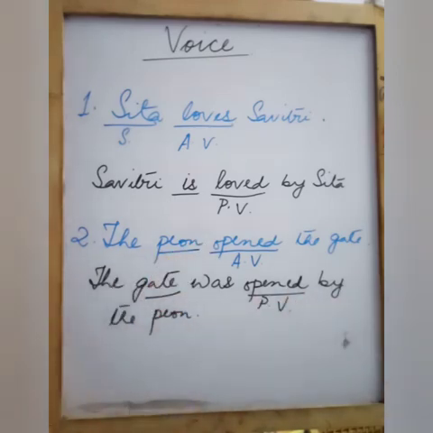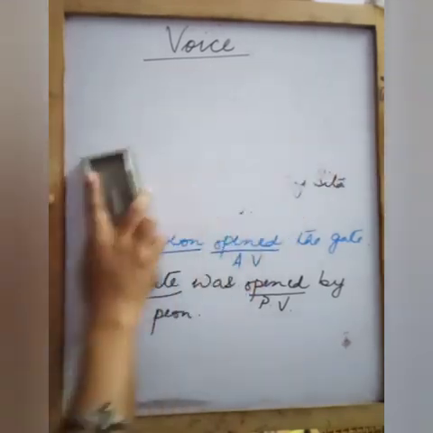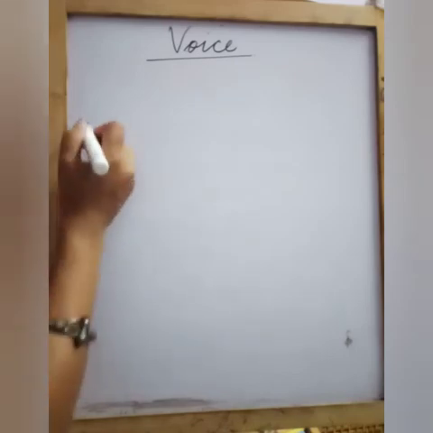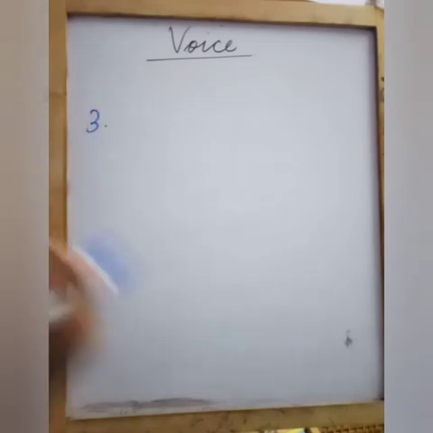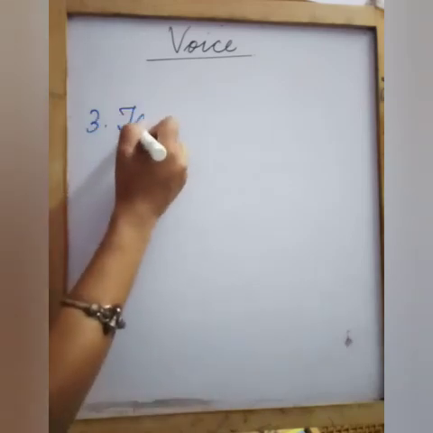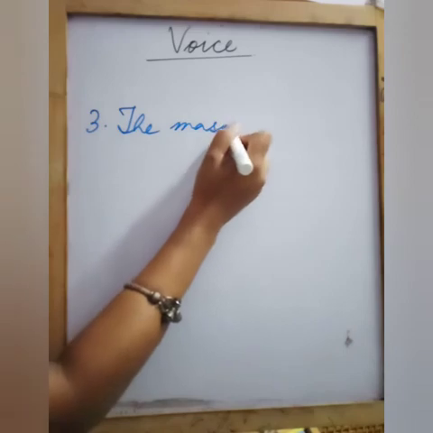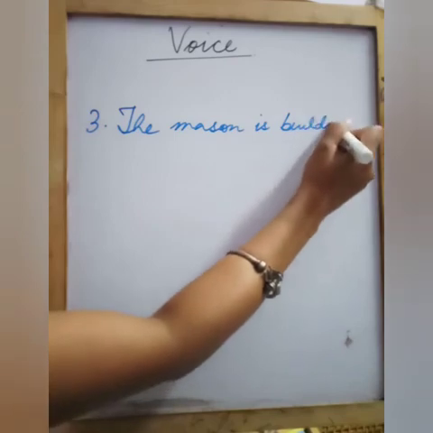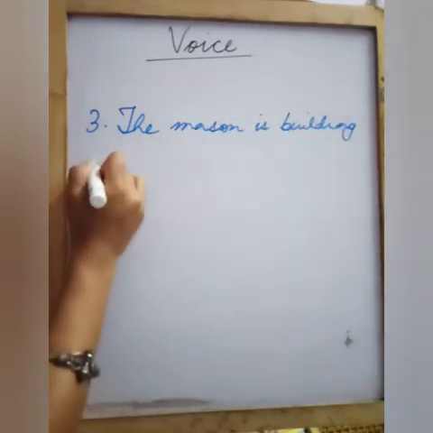Alright. So when we try to determine the voice, we have to see who is the doer of the action. The moment we understand who is the doer of the action, we can determine the voice very easily. Now let's see one or two more examples, and then we will be done for today. Alright, let's see. Number 3. The mason is building the wall.